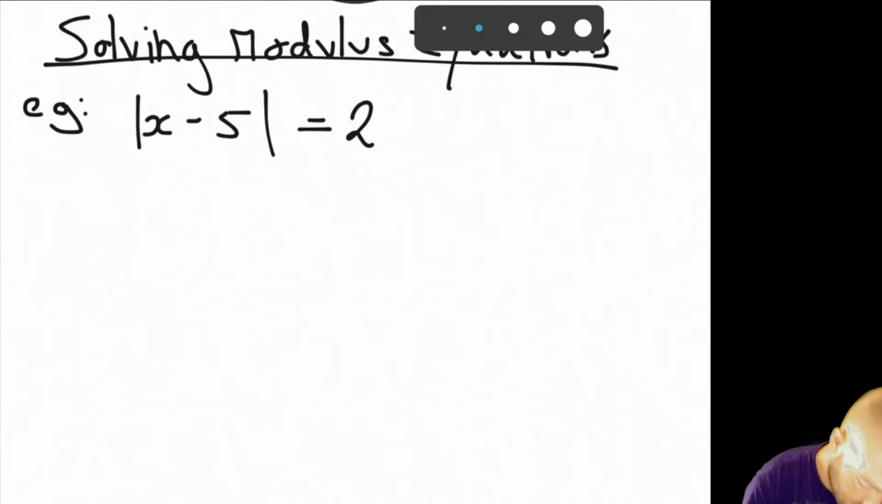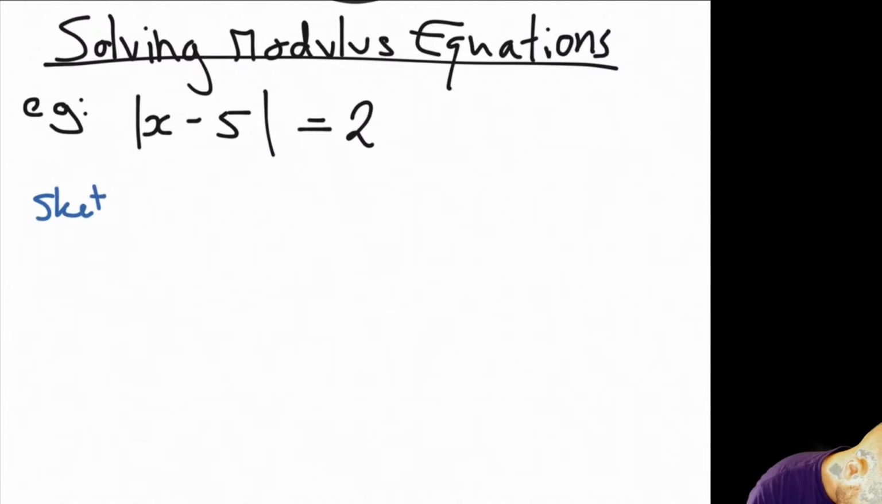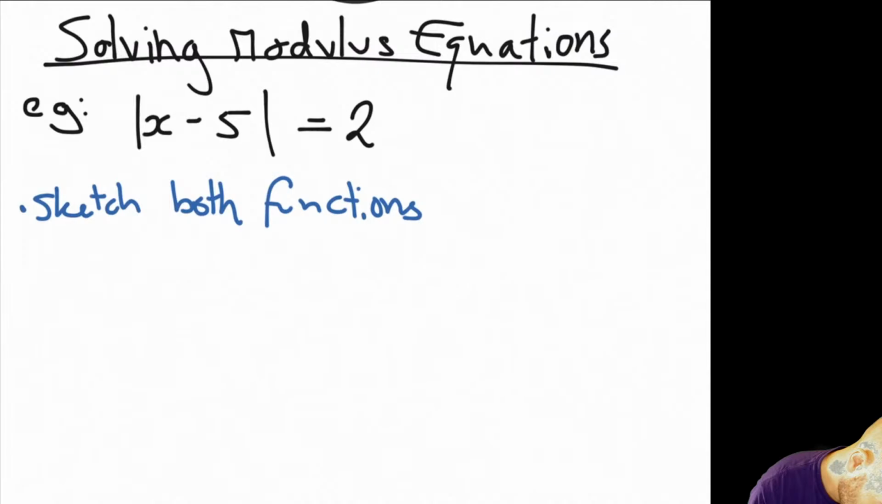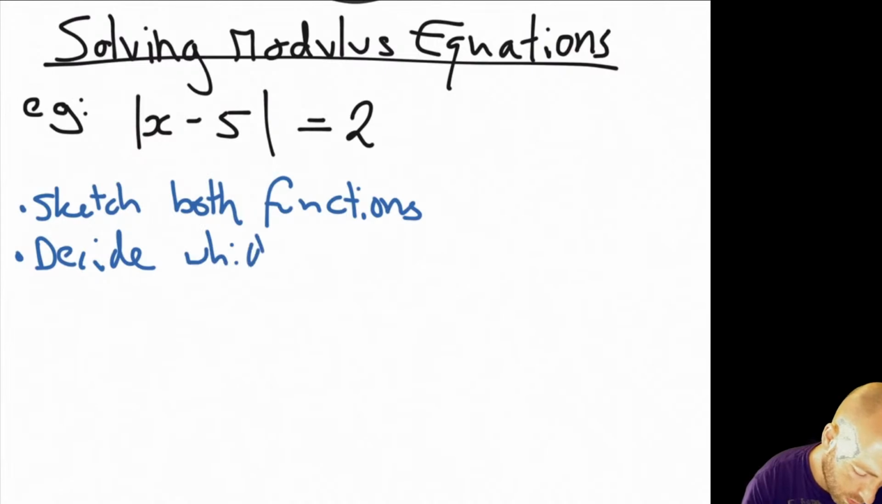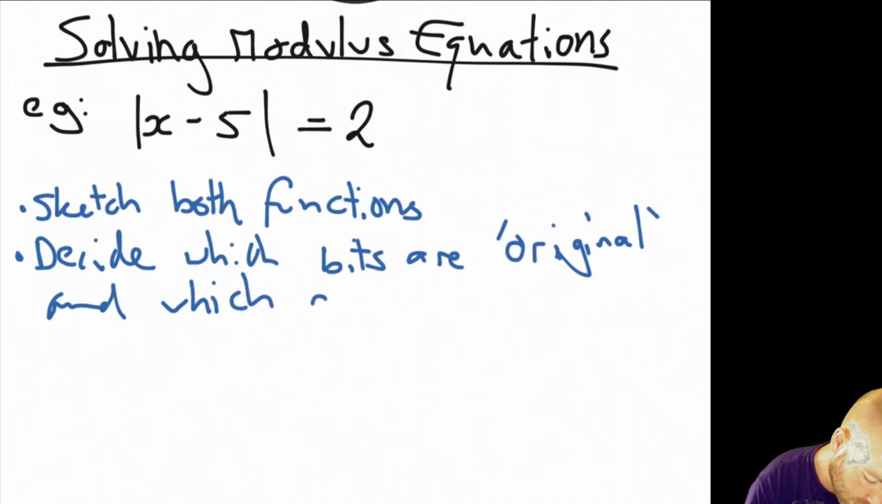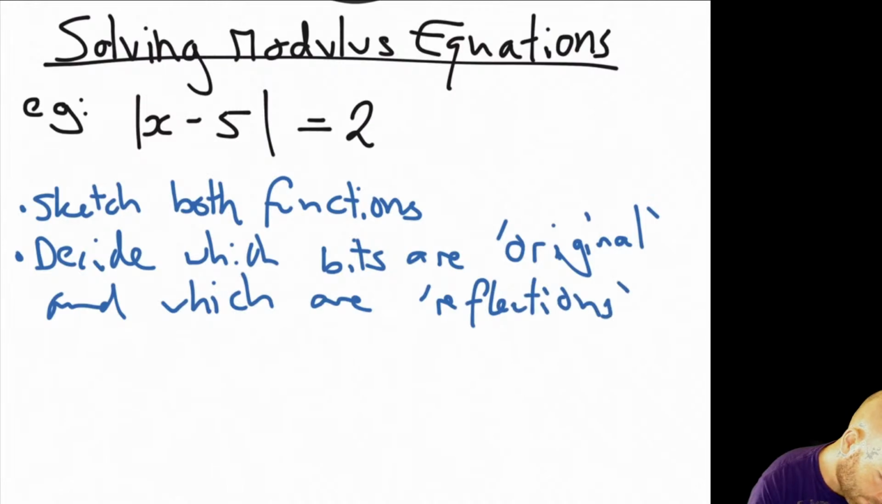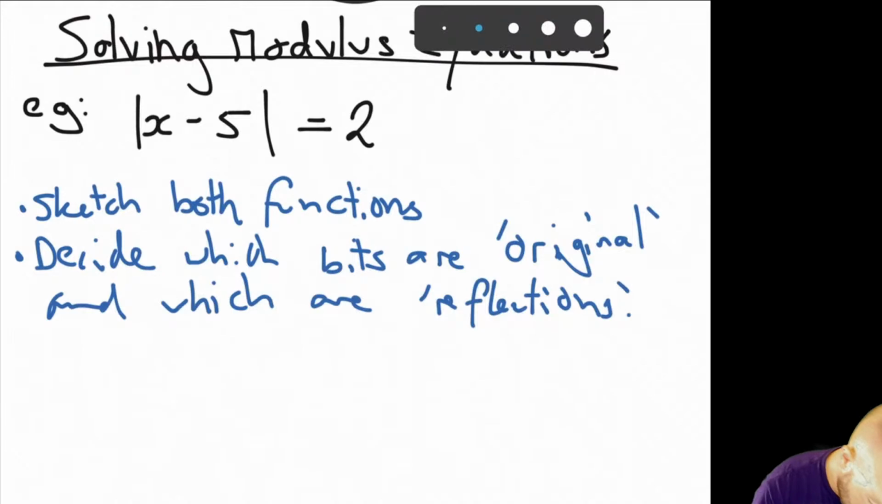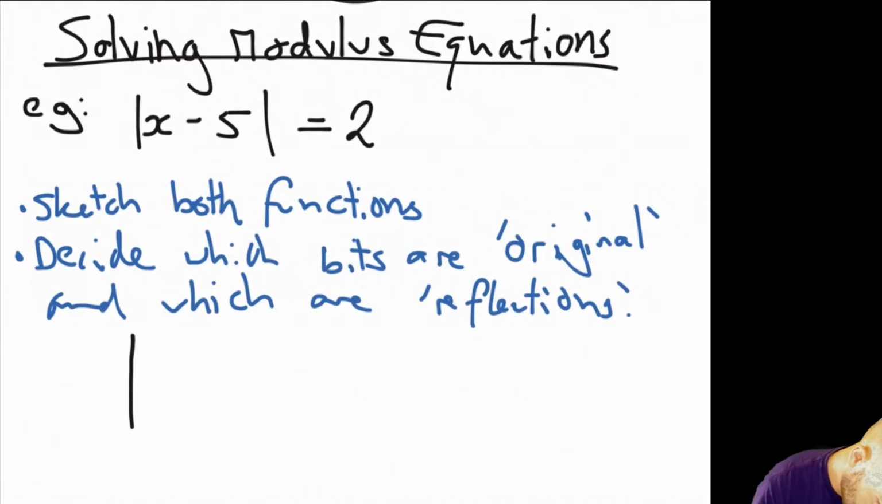So how we solve this is we sketch both functions. And then we decide which bits are original and which are reflections. So I'm going to do that down here and we'll have a quick talk about it. So at the moment you guys probably can't really tell what I mean by that.